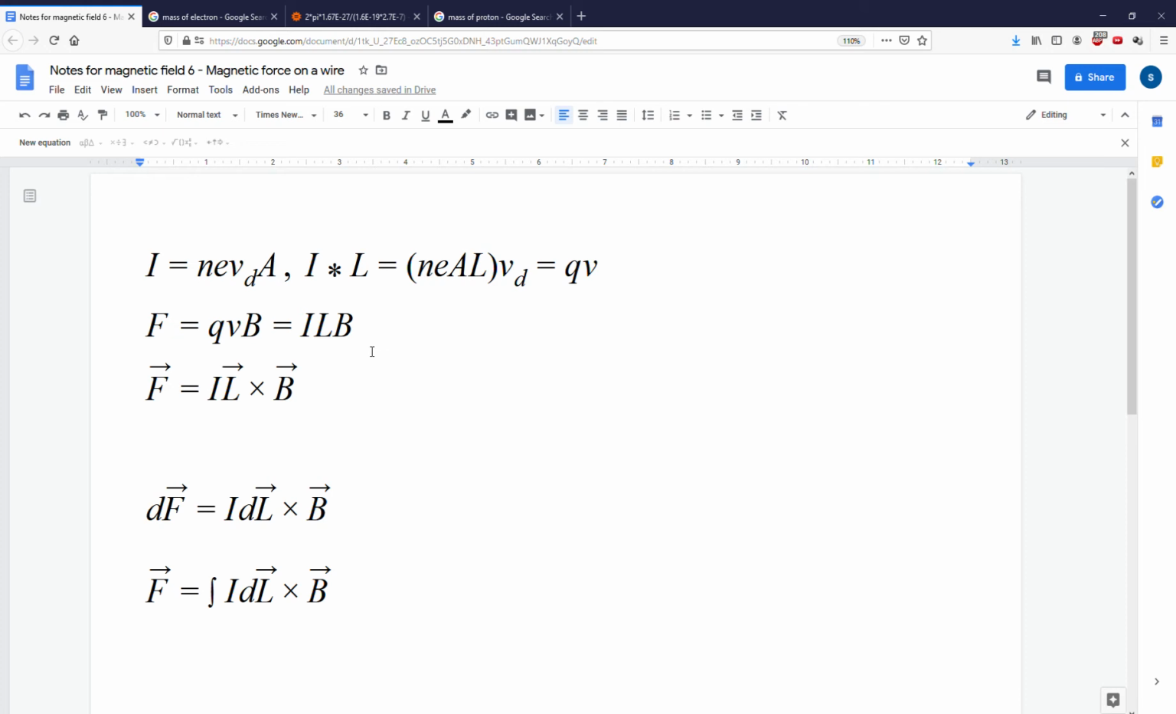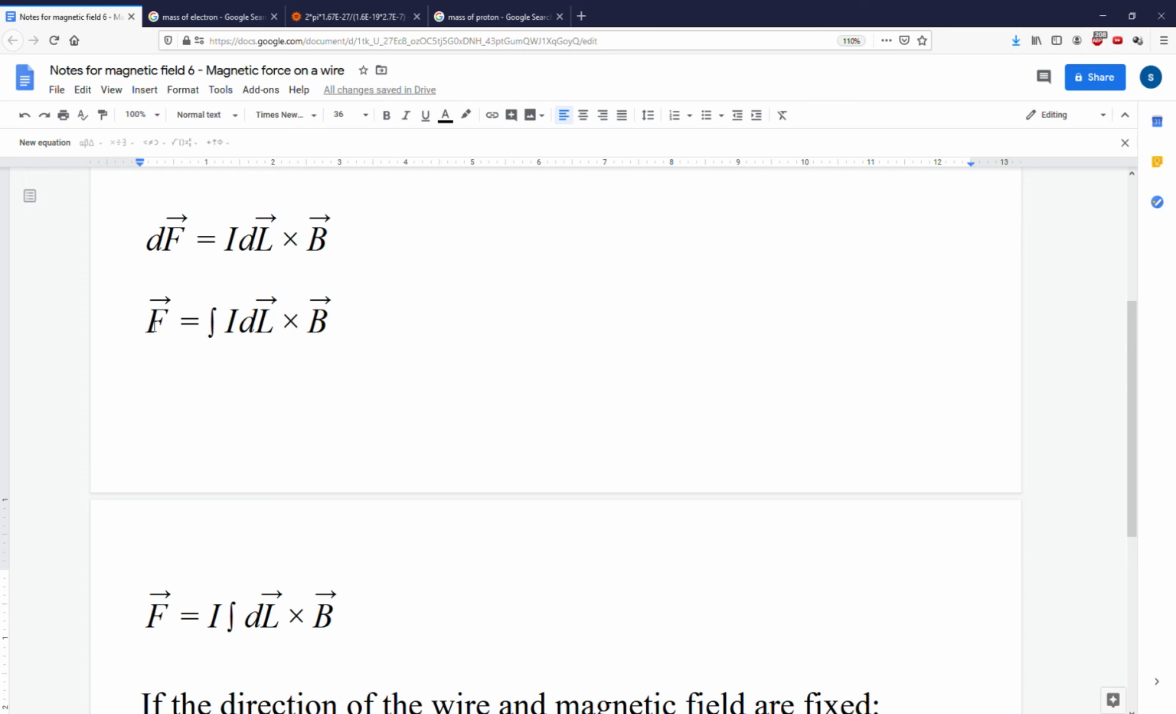If the magnetic field changes with position, then we are going to have to do a bit of calculus. First, let's break up everything into little pieces. And that gives us dF, a small piece of force, is equal to I times dL, a small piece of the wire, cross B. Now we add those pieces together, and we get that the total amount of force, all these little dFs added together, is equal to the integral of I dL cross B.